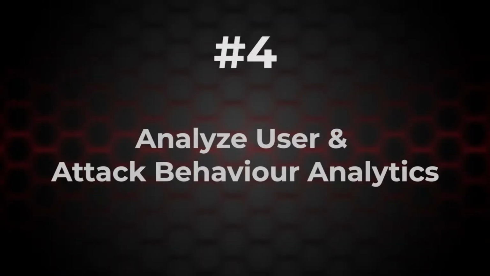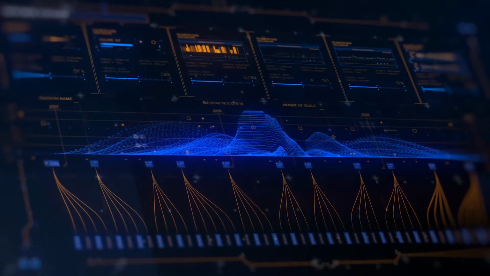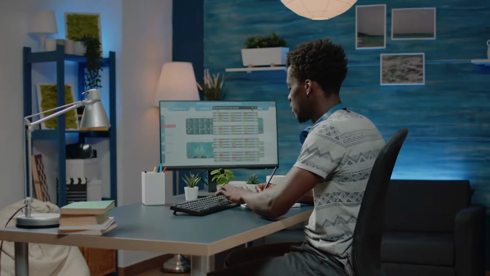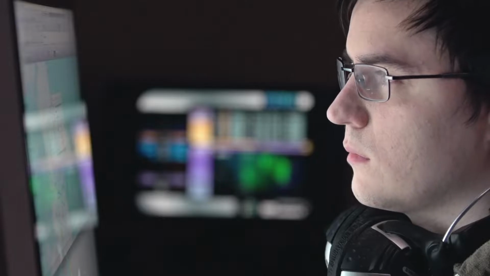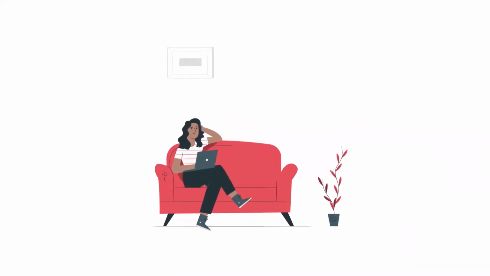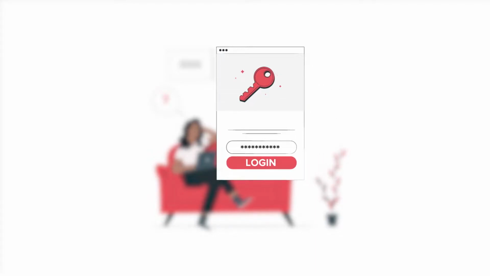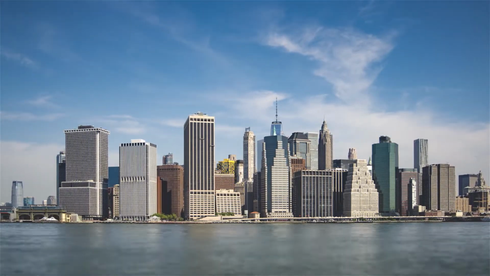Number 4. Analyze user and attack behavior analytics. With user behavior analytics, an organization is able to gain a baseline understanding of what normal behavior for an employee would be, what kind of data they access, what times they log on, and where they are physically located, for example. That way, a sudden outlier in behavior, such as a 2 a.m. log-on in Shanghai from someone who usually works from 9 to 5 in New York and doesn't travel for business, stands out as unusual behavior and something a security analyst may need to investigate.